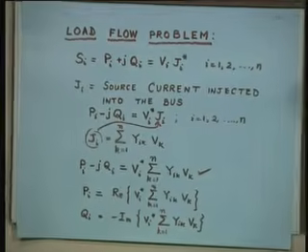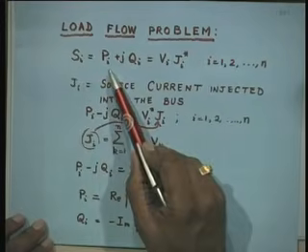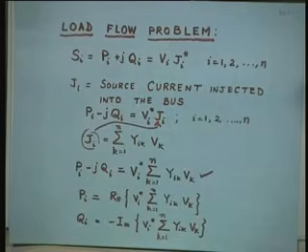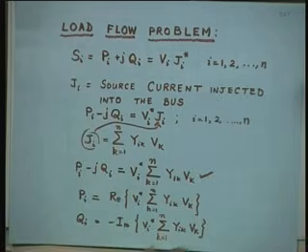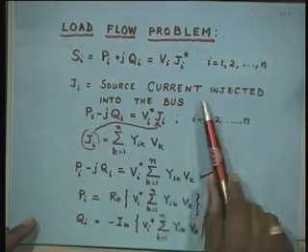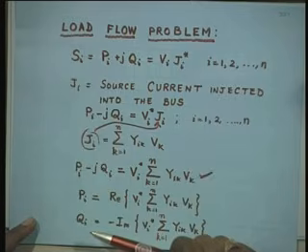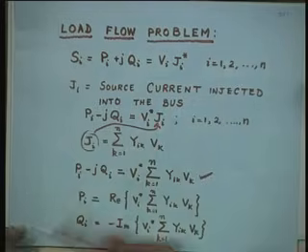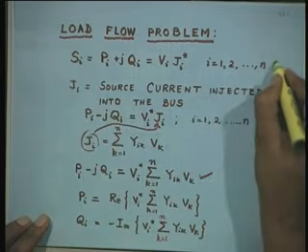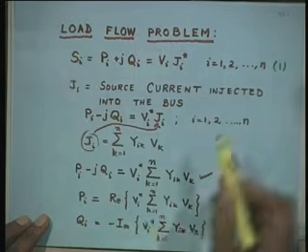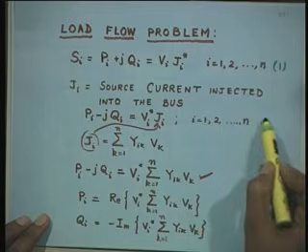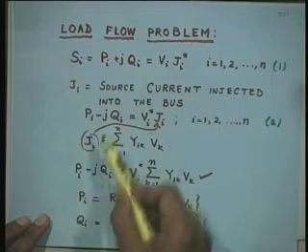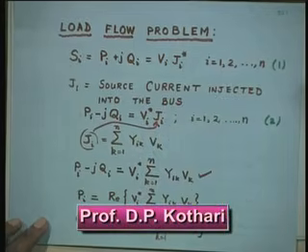All of you are aware that complex power is equal to real power injected plus j reactive power injected, which is nothing but V_i I_i conjugate. I is the current, V is the voltage, for all the n buses. I_i is defined as the source current injected into the bus. So, I can always take the conjugate of both sides; you may call this equation number 1. Taking the complex conjugate of equation number 1, I get equation number 2: P_i minus j Q_i equals V_i conjugate I_i.